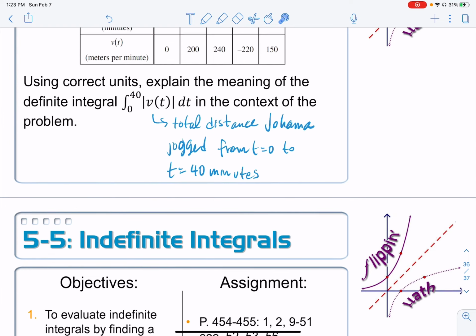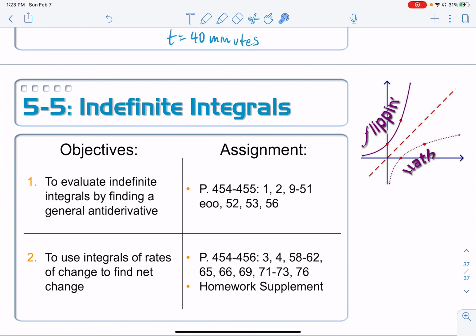All right, that wraps up our lesson here on indefinite integrals. And when we're talking about indefinite integrals, honestly, that was just the first objective. Indefinite integrals is the same thing as finding an antiderivative. And then if we reinterpret the fundamental theorem of calculus, we can see that if we take a definite integral of a rate of change, we can use that to find the net change in some sort of quantity.